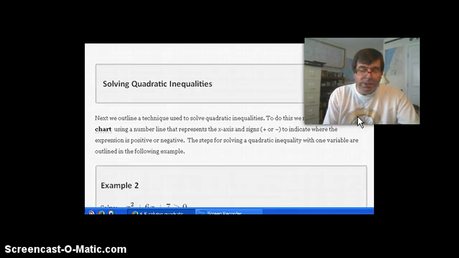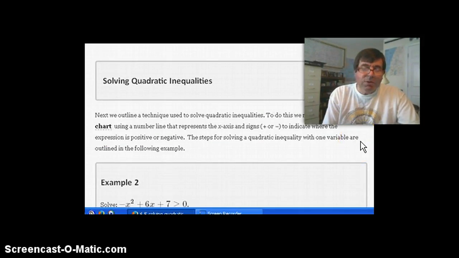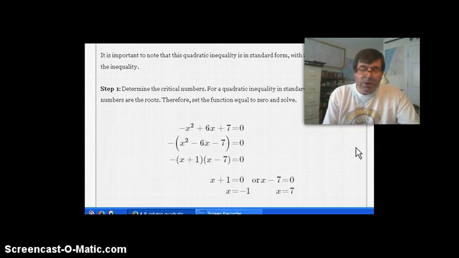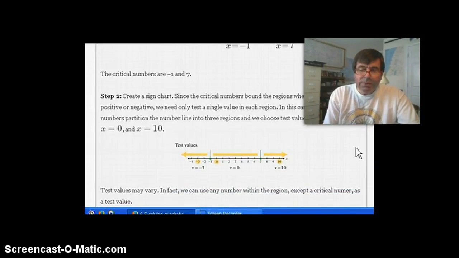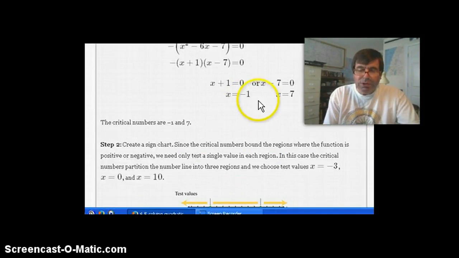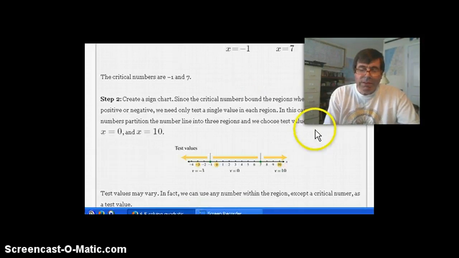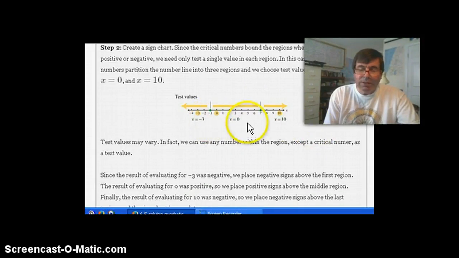Now these values that separate the regions from working and not working are called critical numbers. Now you could solve quadratic inequalities by a sign chart. So here's an example. Here's a quadratic inequality. See the inequality symbol. And I solved it as it was a quadratic, and the critical numbers are -1 and 7. So notice I have a number line. Here's -1 and here's 7.